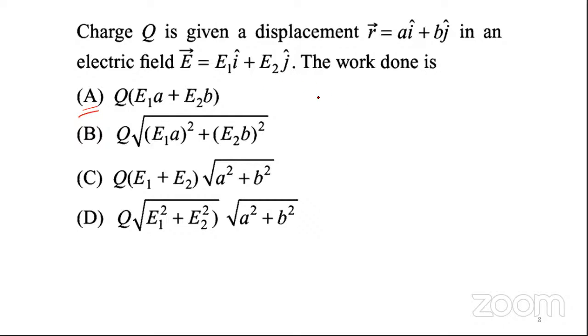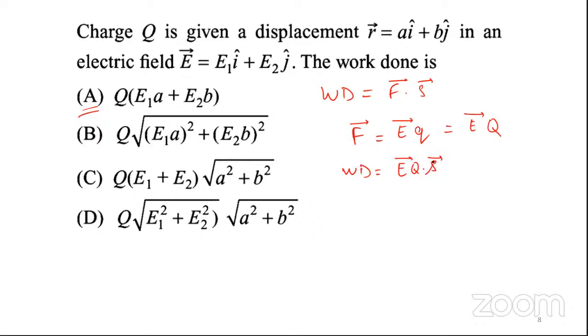See, we want to find the work done. So work done can be calculated as F dot S. F will be field into charge, so in this case that will be E into Q. So our work done can be written as EQ dot S, where S is R. Alright, so if we substitute the values for finding the dot product, we multiply the respective coefficients of i cap and j cap. So in this situation, we will have A and E1 plus B and E2.